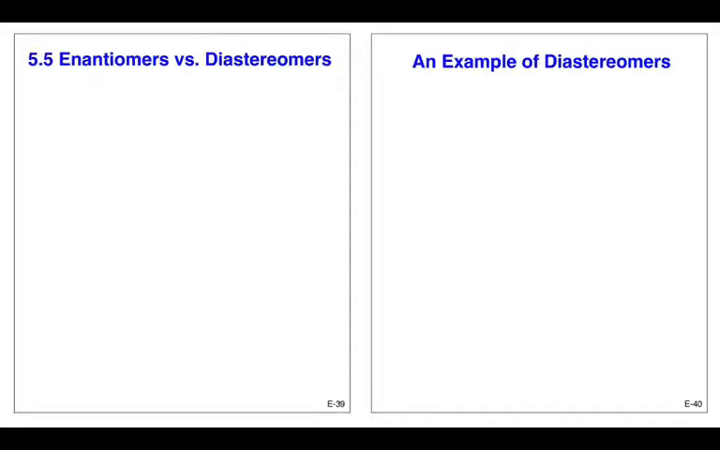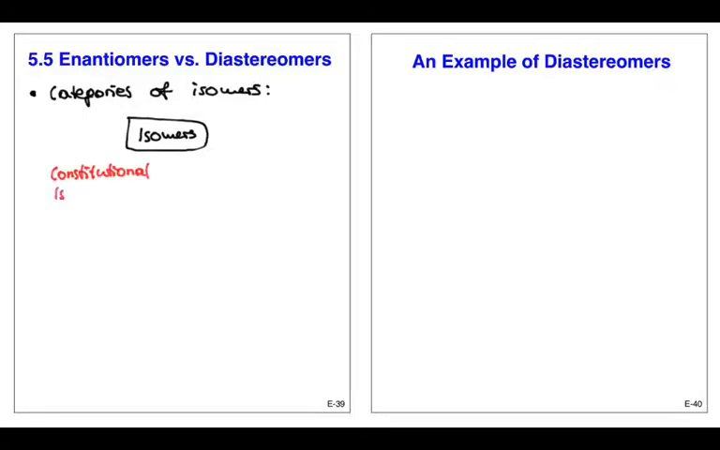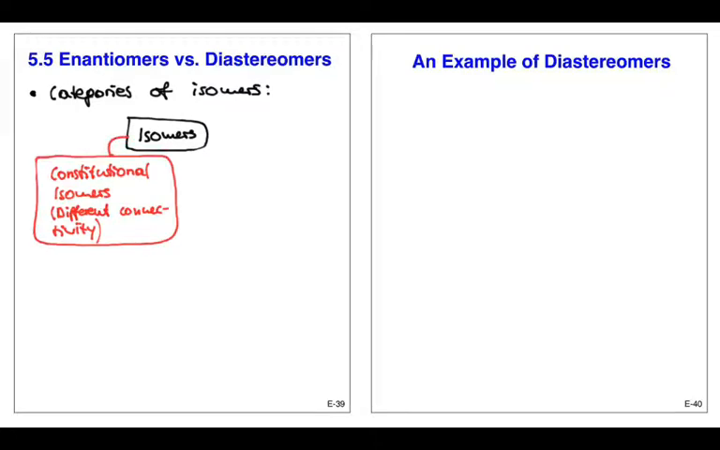Hi. So in this video we are going to discuss in some more detail the distinction between enantiomers and diastereoisomers. So recall the different categories of isomers we have been discussing. First of all, we have our isomer trees. Over here we have our isomers, and on the left we have constitutional isomers. Remember that these constitutional isomers have different connectivities, so they're actually fairly easy to distinguish from all the other stereoisomers.